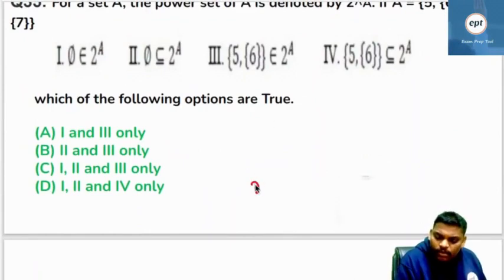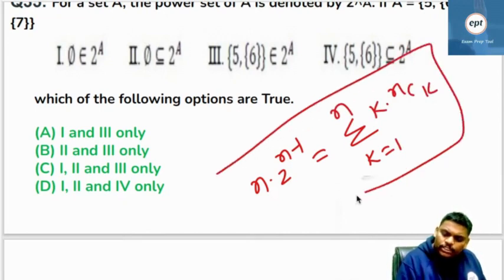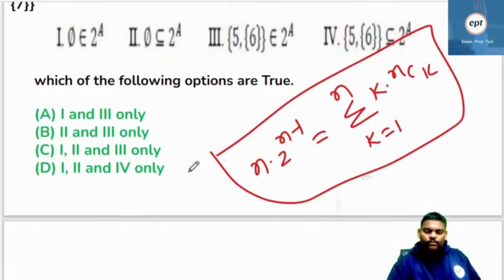These two are same. N into 2 power n minus 1 is equal to sigma k is equal to 1 to n of k into n c k. These two are equal. Please take care. From now onwards, you remember this formula: n into 2 power n minus 1 is equal to sigma k equals 1 to n k into n c k. These two are same. When you get it next time, take care.